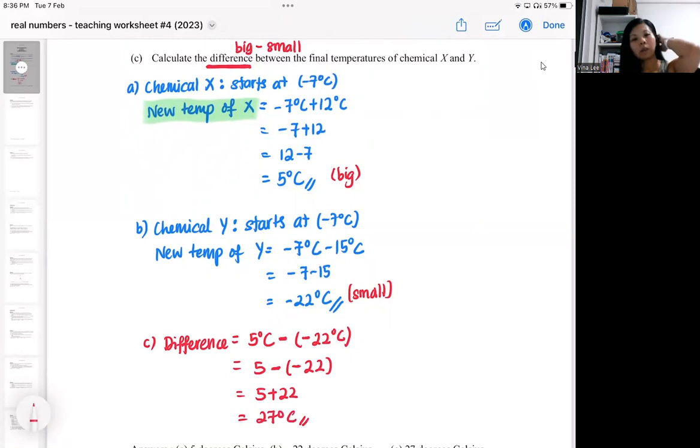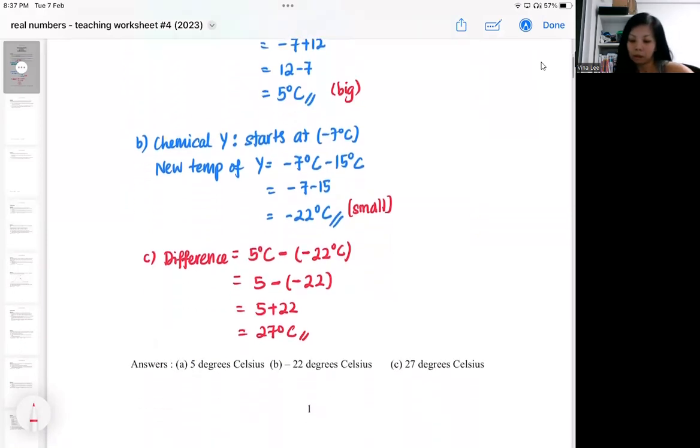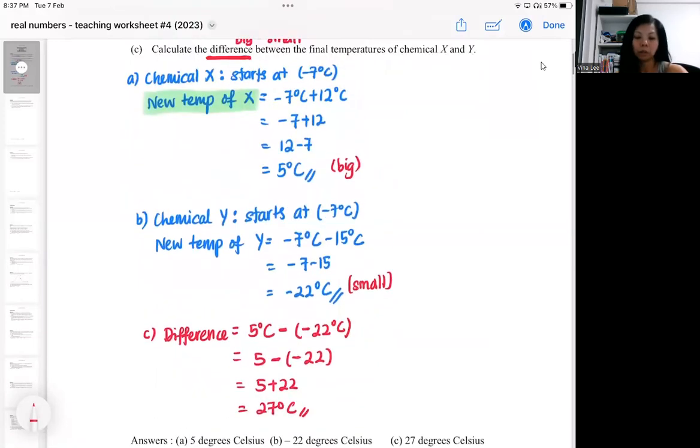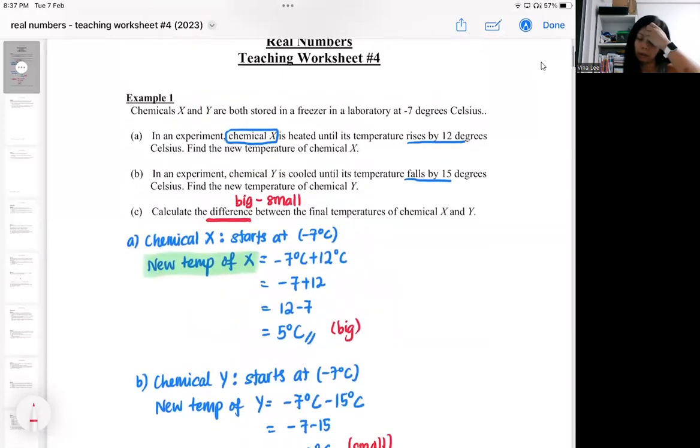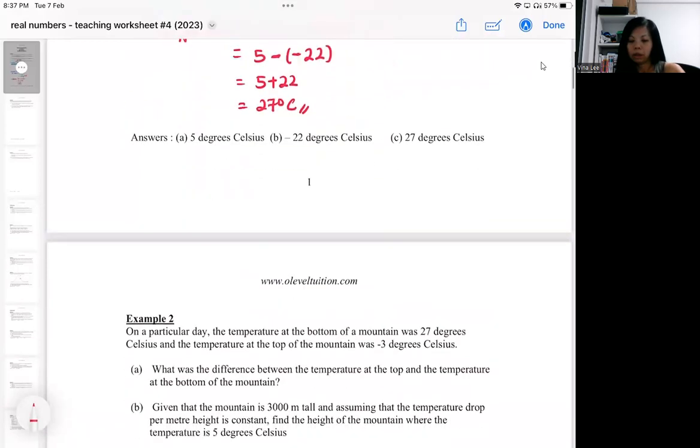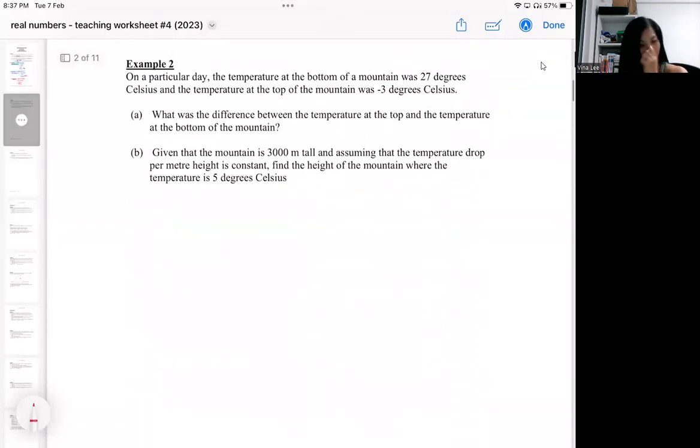Generally when they do a subtraction, we want a big minus small. Pay attention to the units because here is a bit of real world context. In this question, the unit is degree Celsius. In some other question, it can be another unit. Okay, so let's look at another question here. This one is a very typical question. You will find this kind of variety in the real world context.